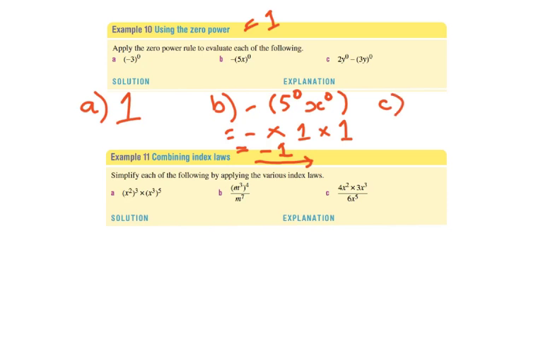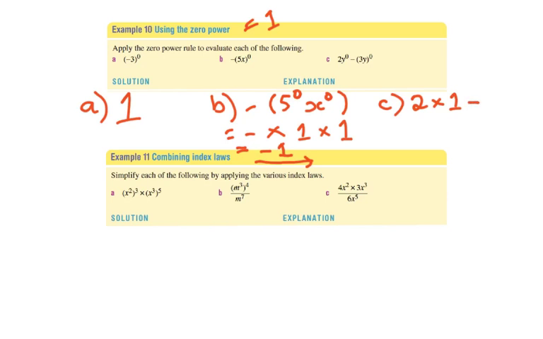With C, there are brackets and there's no brackets. Bear in mind that the y in the first one, so 2y to the power of 0, that 0 is only on the y, not on the 2. What's happening between the 2 and the y to the power of 0 is multiplication. So it now becomes 2 times 1, because anything to the power of 0 is 1.